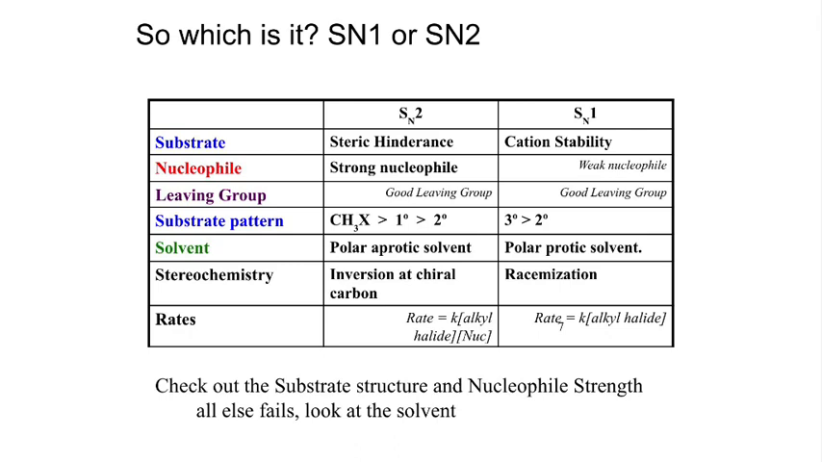Substrate patterns, there's our methyl, primary, secondary, react faster for SN2. For SN1, tertiary reacts faster than secondary. There's our polar aprotic, our polar protic. Stereochemistry, inversion, racemization, conjugation of that fancy word. And we could look at the rates. I don't think I'll ask questions about rates, but we've already kind of touched on that when we talk about what was important in each of those mechanisms.